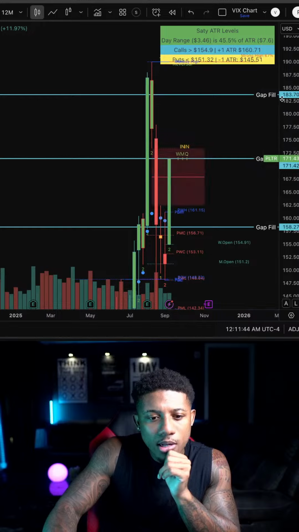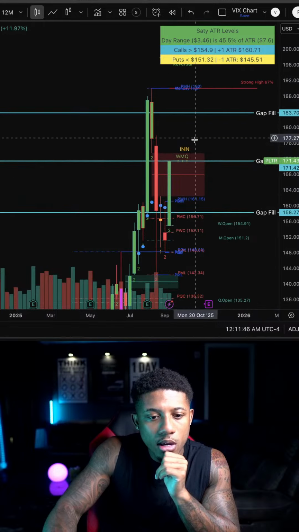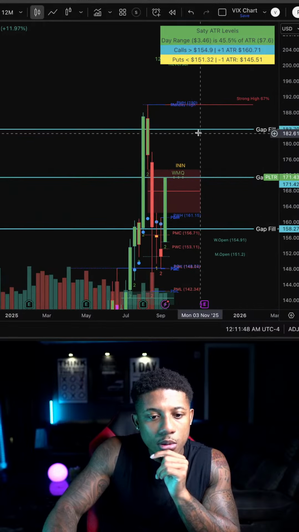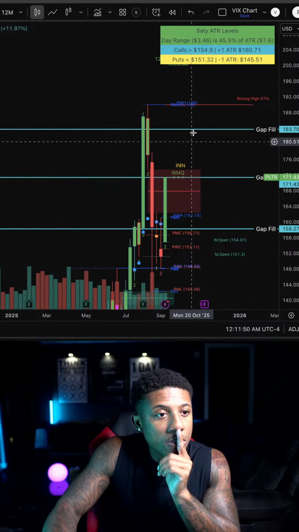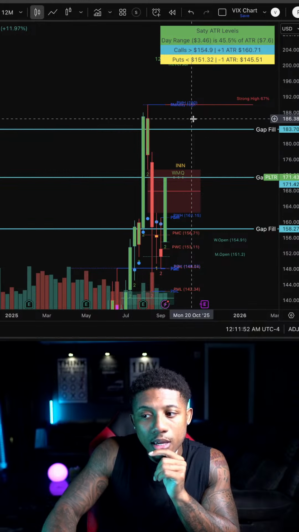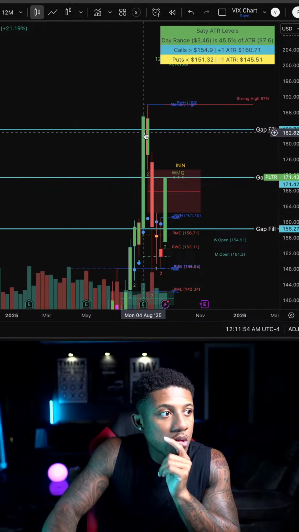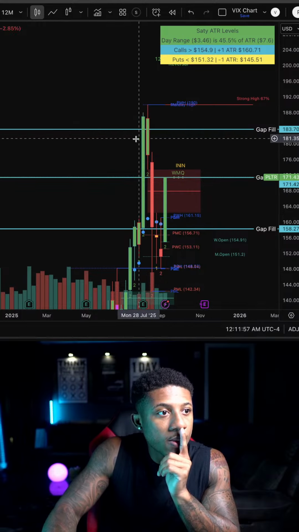Let me go to the weekly time frame. Yeah, this is a very strong weekly candle close. It's likely we could come up and fill this gap. One thing I always do too is I read the body of a candlestick, like how it closes. That's really, really important. How a candlestick closes.